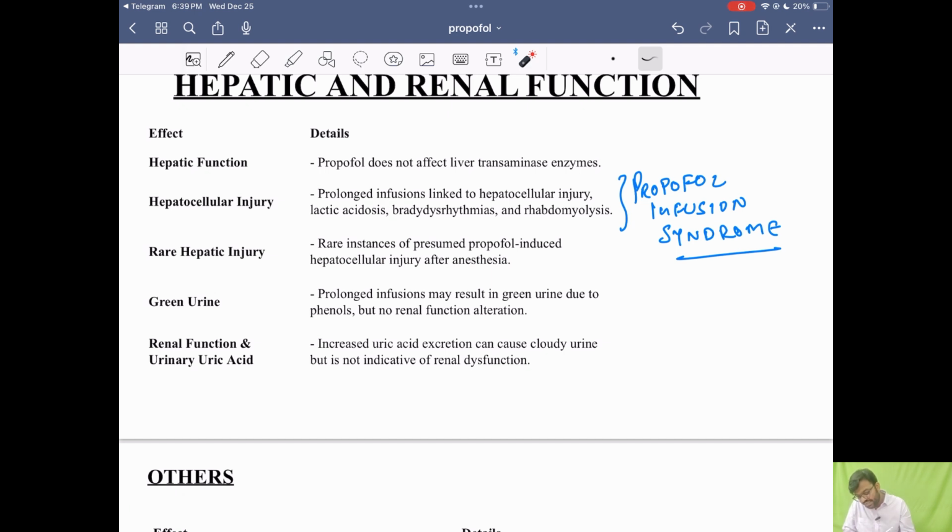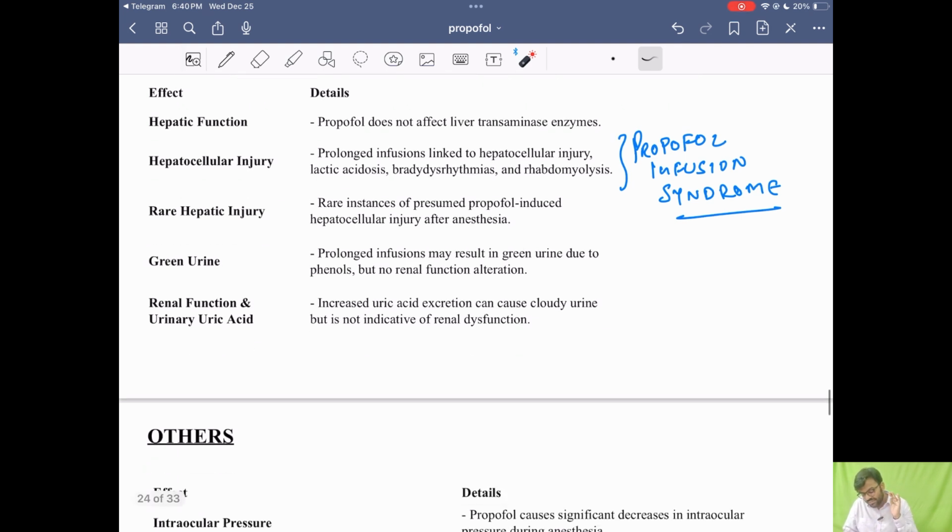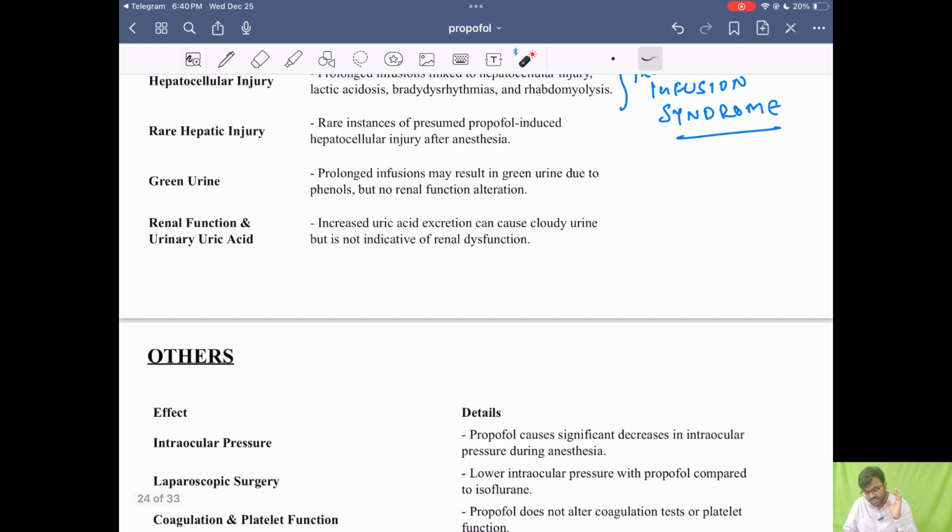We can see green urine. If you use prolonged propofol infusion, it leads to green urine. Why? Because phenols cause green urine. But if such a thing happens, it does not mean that the renal function has been altered. The renal function is totally fine. Second, sometimes the uric acid excretion is increased.